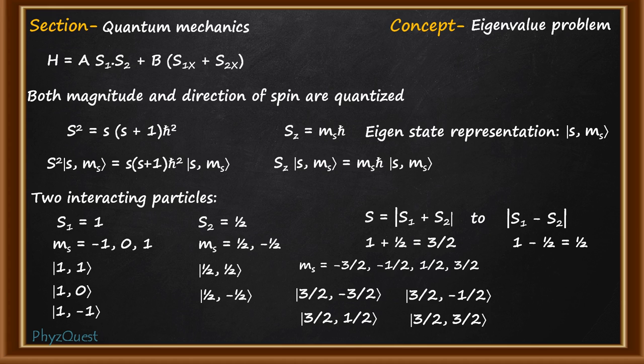Similarly, for the minimum value half, the ms values will be half and minus half. Here the eigenstates will be half half and half minus half.